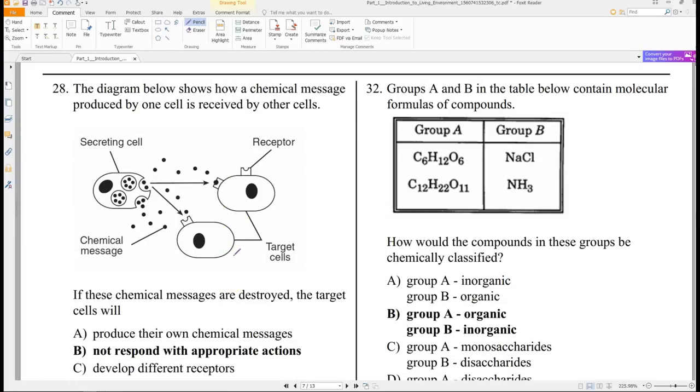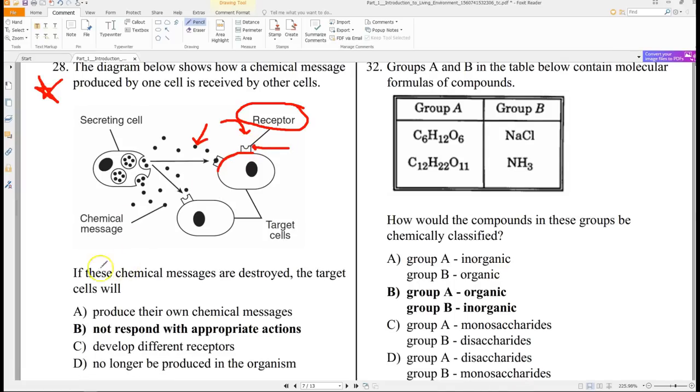Okay. Here we have something that is so important to remember. Cellular communication and receptor molecules. Receptor molecules are found in the cell membrane of the cells. They communicate with chemicals. These chemicals could be hormones, but they have to fit perfectly in what's called the activation site on the receptor molecule. So let's see what it's asking.